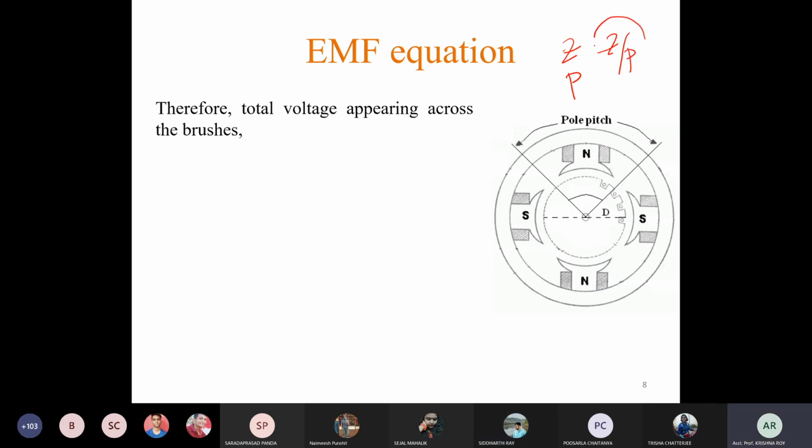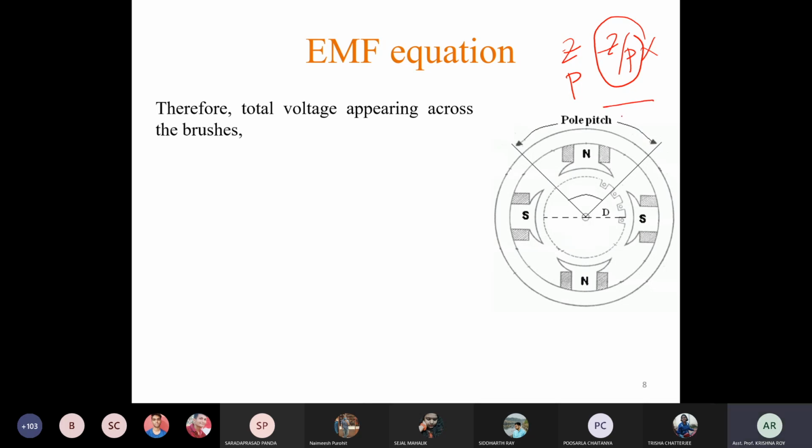So this is the number of conductors in a single path, and so what will be the induced EMF appearing across each path? This into the induced EMF per conductor, that is BLV which we have calculated. So this into BLV will give you the voltage appearing across each path, and those paths are connected in parallel. So we are having that much voltage across the brushes.